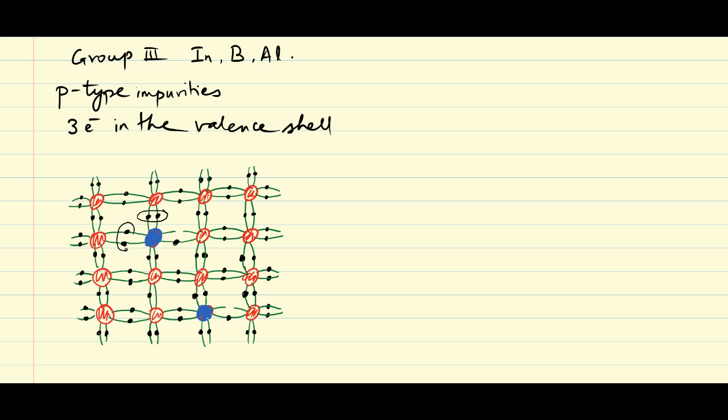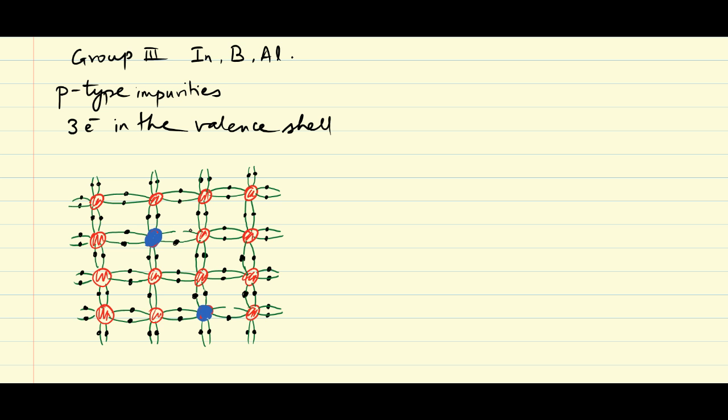Similarly, these two electrons participate in a covalent bond between boron and silicon, and similarly this pair of electrons. Now over here, of course, the covalent bond is not really formed because there is only a single electron coming from silicon.